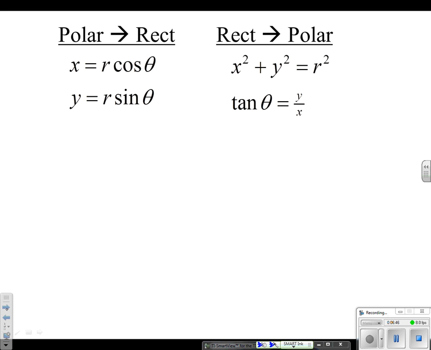I could have done that on the last example to find theta, use tangent, but because I knew all three sides, I could use really any of the trig ratios that I wanted. But notice that when I use sine, I used the radius, I used the hypotenuse. If all you want to use are x's and y's, it would be tangent. Tan theta equals y over x.